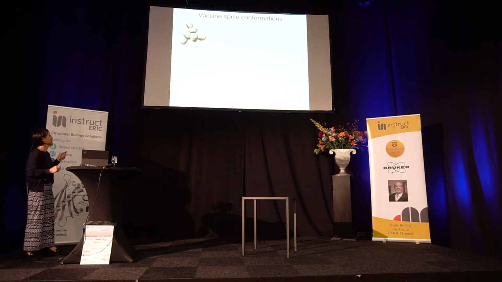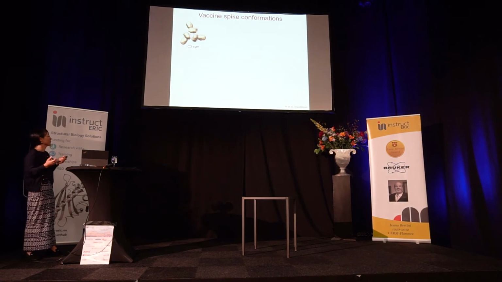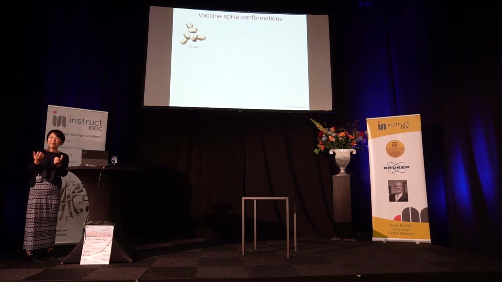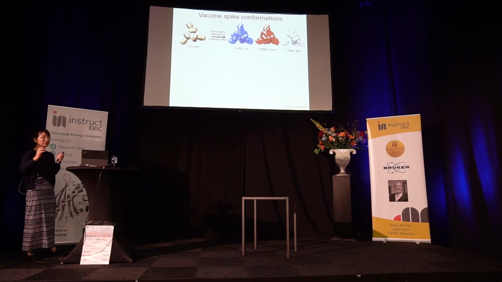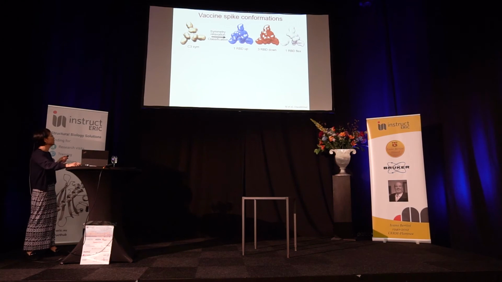Initially we apply threefold symmetry, and we get an intermediate resolution with that. Then we want to look at the spike conformation, because the spike has this RBD domain up or down, so all up, or one up, or two up. So we did a symmetry expansion to look at each of the three molecules in the spike separately. And then we end up with three different classes here.